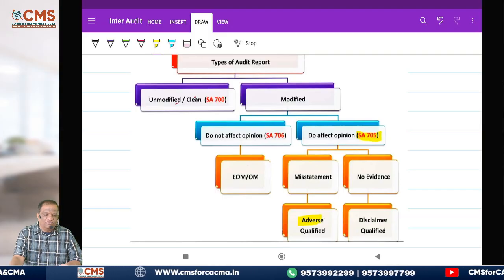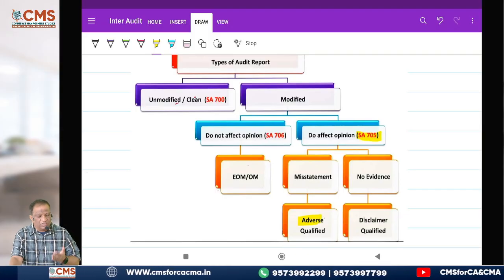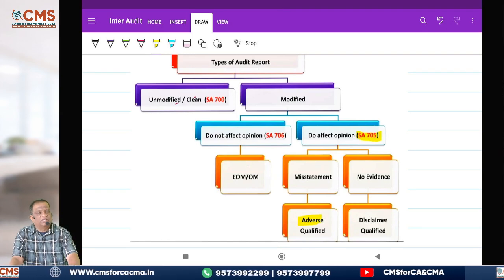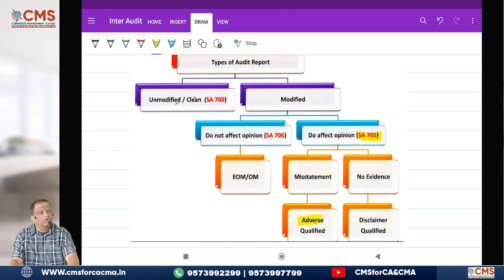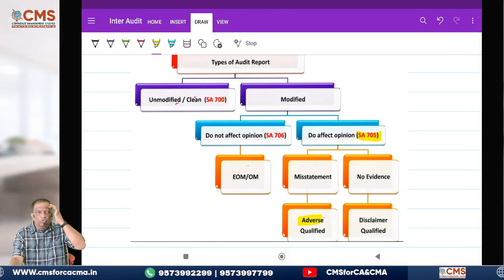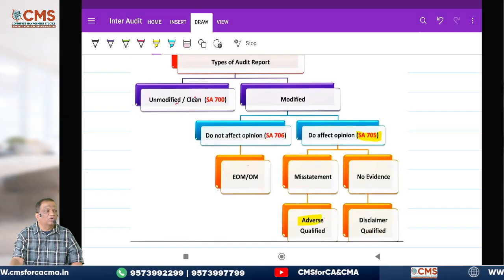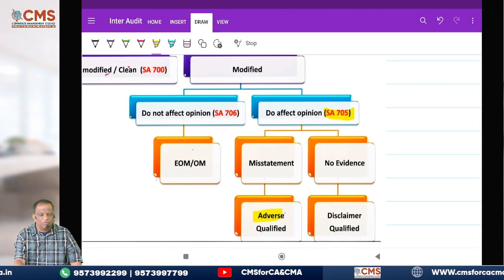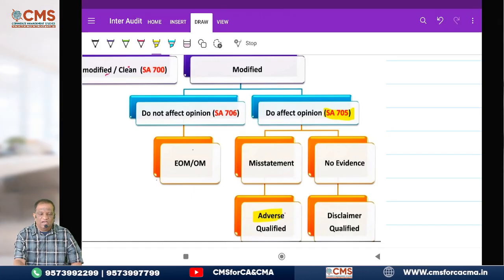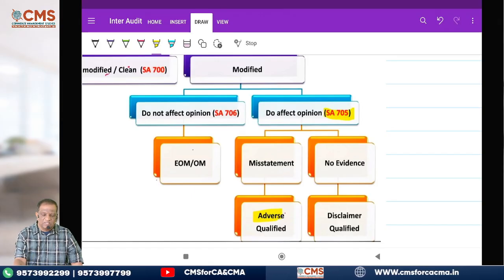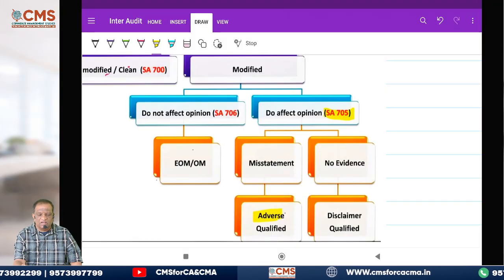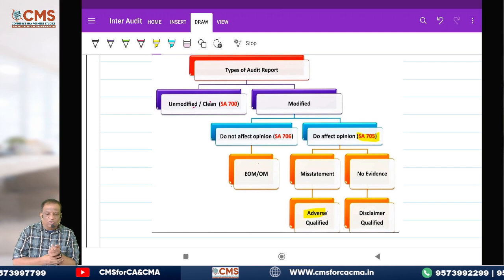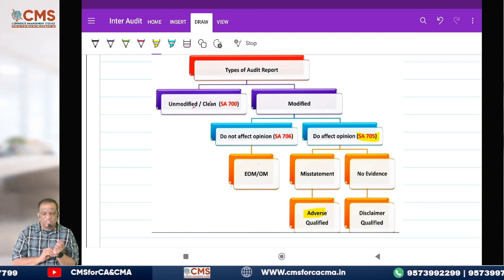You tell me, what is the full form of EOM? Emphasis of matter. What is the full form of OM? Other matter paragraphs. And moving to the right side, those which do affect opinion under SS705 have two points, either on account of misstatement or no evidence. If there is a misstatement, I will be issuing either an adverse report or qualified. I'll slowly get into it. And if there is no evidence, then I would go for disclaimer or qualified. So this chart, if you have control of it, will help you understand all this, 705, 700, 706, etc.